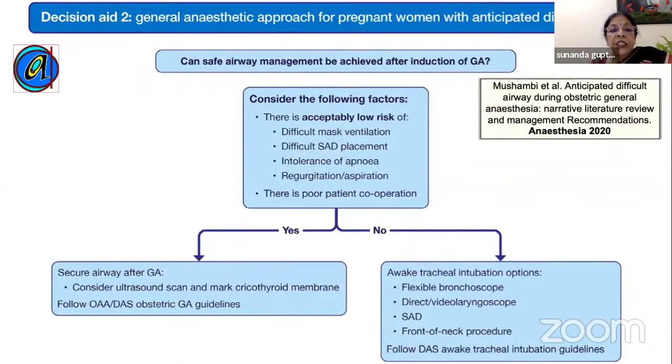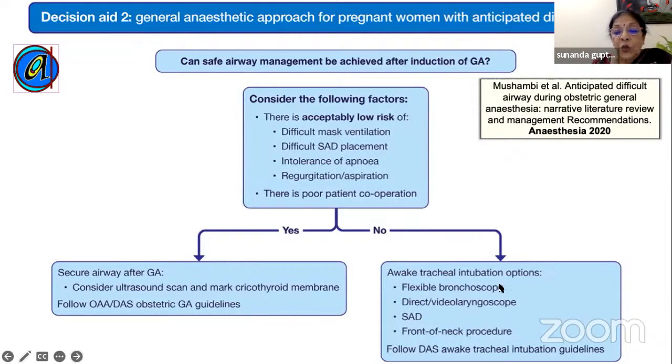The second decision aid is, can safe airway management be achieved after induction of general anesthesia? So should you be securing the airway before giving general anesthesia, or can you do it after general anesthesia? For this, you need to consider the following factors. Is there an acceptably low risk of difficult mask ventilation, difficult SAD placement, intolerance of apnea or regurgitation or aspiration? And is there poor patient cooperation? If the answer is yes, that means you have to give general anesthesia and secure the airway after general anesthesia.